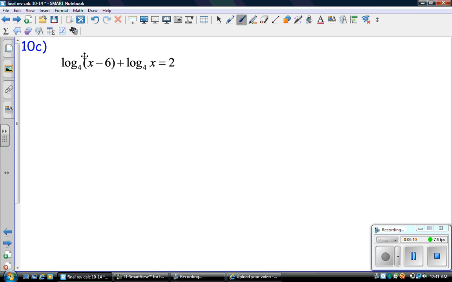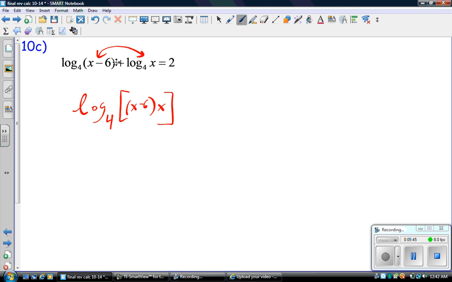10C is a little bit different. We've already got logs in it. What you need to remember is one of the properties of logs is that if you're adding two logs that have the same base, base 4, then I'm actually multiplying the stuff. So this and this are actually being multiplied together. So I can combine them. So I can say that this is the log, base 4, of, you could maybe put this in a bracket or whatever you want to do, x minus 6 times x.